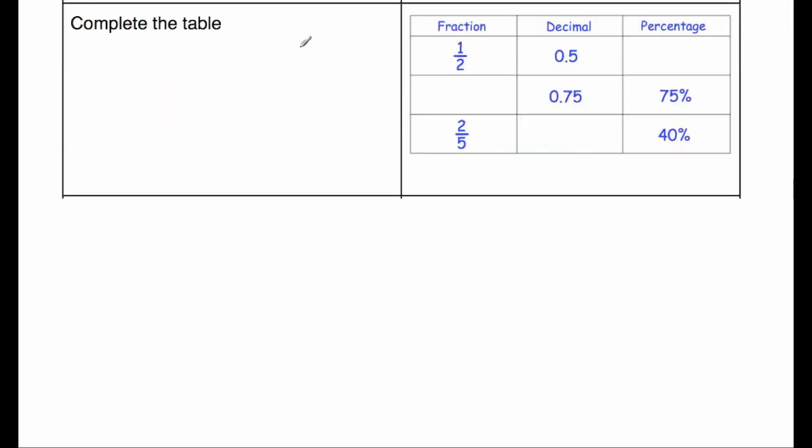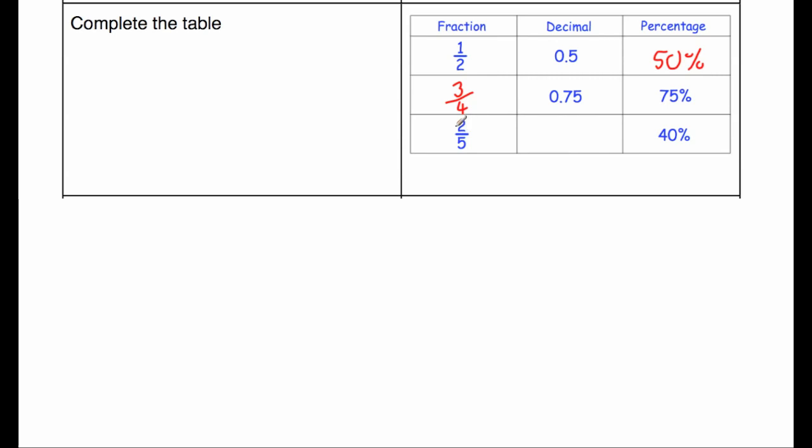Our next question, we've been asked to complete the table, and we've got fractions, decimals and percentages. So let's fill in the table. So let's start off with the first row. So we've got a half is equal to 0.5, and that would also be equal to 50%. Our second row, we've got 75%, and that's 0.75, and 75% is 3/4, so the fraction would be 3/4.